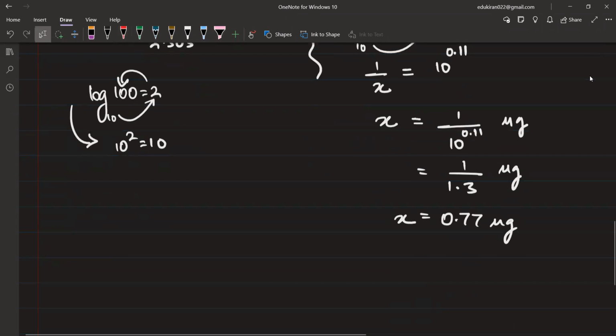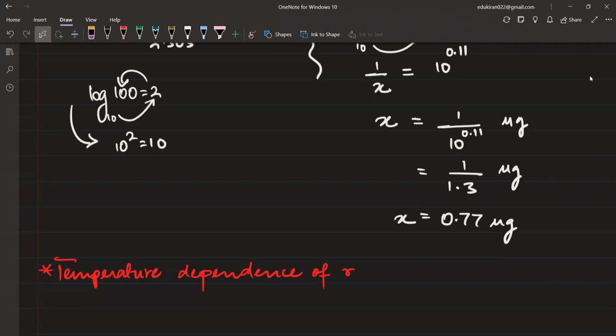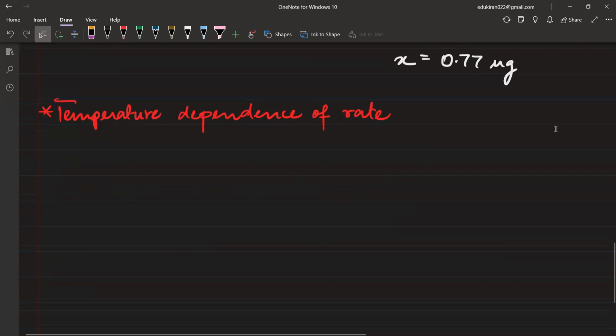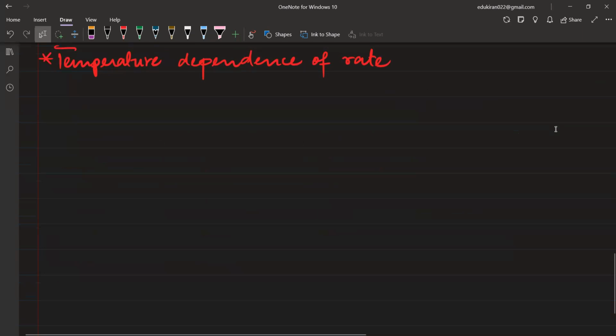Temperature dependence of rate. Okay, write with me. Write the first point.